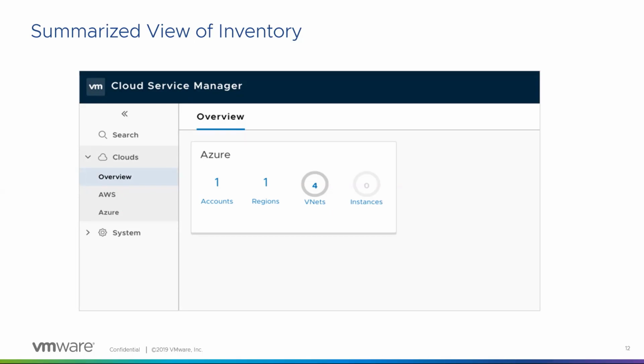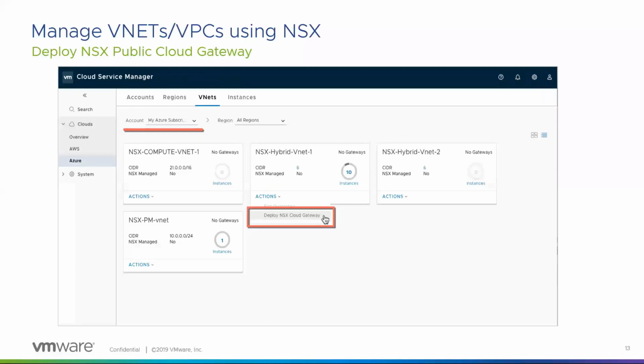Now where you've done the registration, the next big thing we need to do is deploy the control plane, because CSM acts as the management plane. It connects to an NSX-T data center, and together they provide your management plane. But what about the control plane? When I push, for instance, a firewall rule, who ensures that that firewall rule gets injected where it needs to be? Well, the public cloud gateway does.